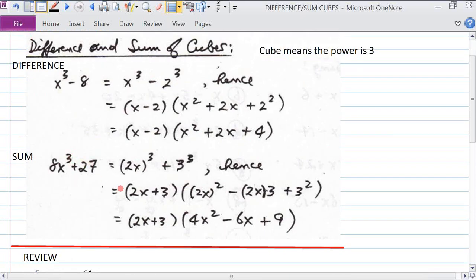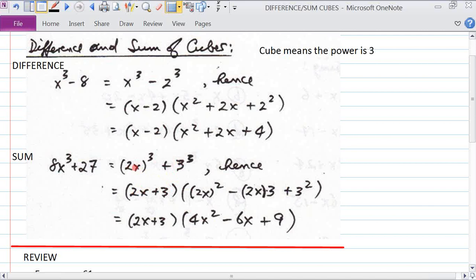8x cubed plus 27 is really 2x cubed because 2x times 2x times 2x gives me 8x cubed. What this means is I take the 2x and multiply it by itself 3 times, and I get 8x cubed. 3 to the power 3 means 3 times 3 times 3, which is 3 cubed. That gives me 27. 3 squared is 9, 3 cubed is 27. Now I take this, put this here, plus goes here, and the 3 goes here.